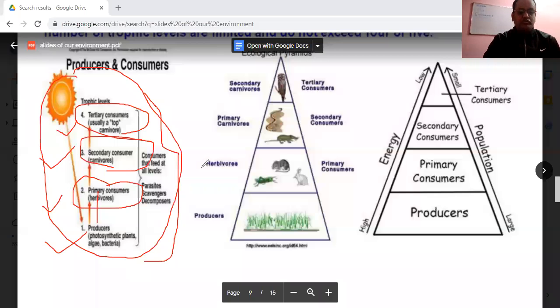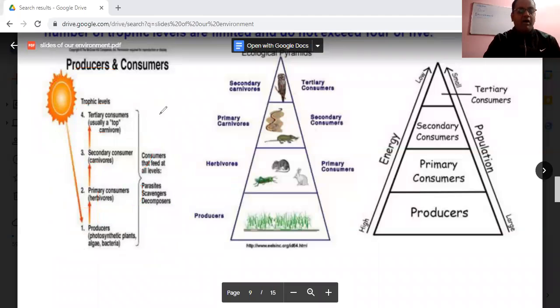So in this image, students, which I have shared with you all and which I have highlighted, can you tell me how many trophic levels are there in this image in total? Through the chat box, you give me the reply. Very good. Yes, correct. It's 4. Very good. So 4 trophic levels are there.